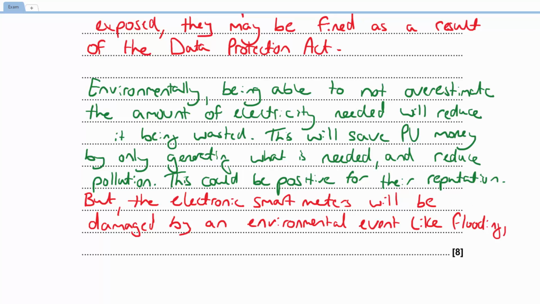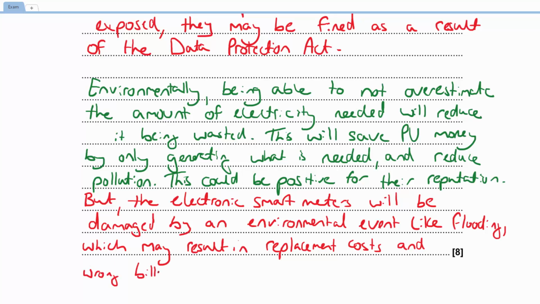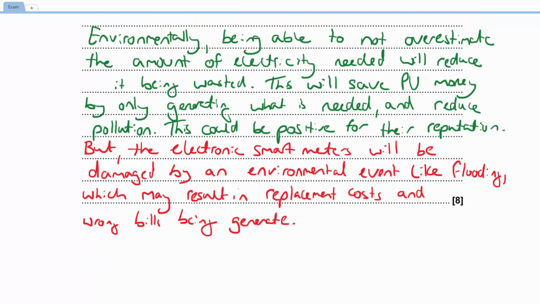And again, saying why this is bad to the company, don't assume the examiner knows what you're talking about, state the obvious. So this will be bad because they have to pay for replacement meters, and also maybe wrong bills being generated. The idea that if they're not working, they're not going to get accurate readings, obviously. So generated, as that's what that should say.